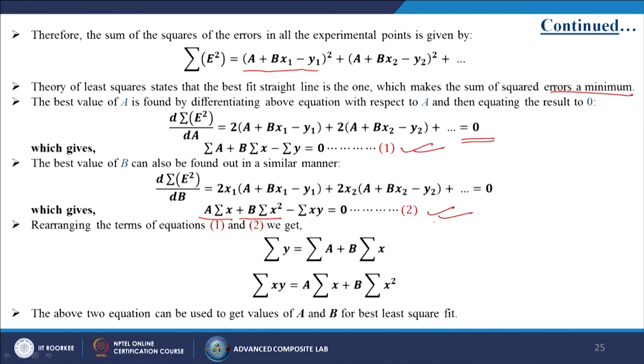Now, rearranging the terms of equations 1 and 2, we get summation of y is equal to summation of a plus b summation of x, and summation of x y is equal to a summation of x plus b summation of x square. So, the above two equations can be used to get the values of a and b for the best least square fit. This is equation number 3 and this is equation number 4. These two equations give the best fit for the least square method.